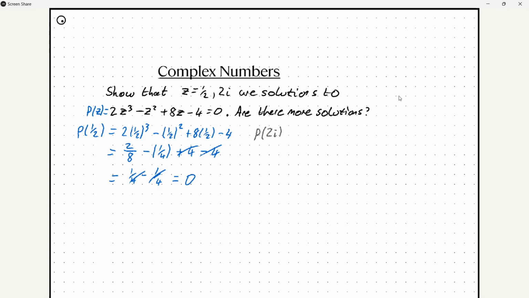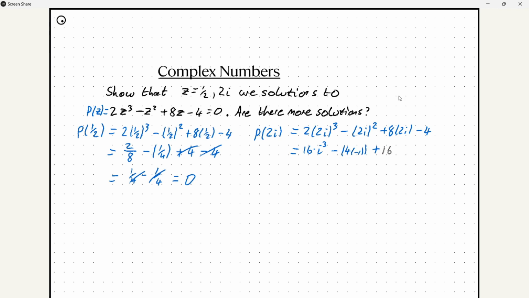Now let's put 2i into here as well. So here we have 2 cubed, which is 8, but then we've got i cubed as well. So 8 times 2, first of all, is 16. Then we get multiplied by i cubed. Let's just leave it like that for now. Minus 2 times i squared. So 2 squared is 4. i squared is minus 1. So times by minus 1.